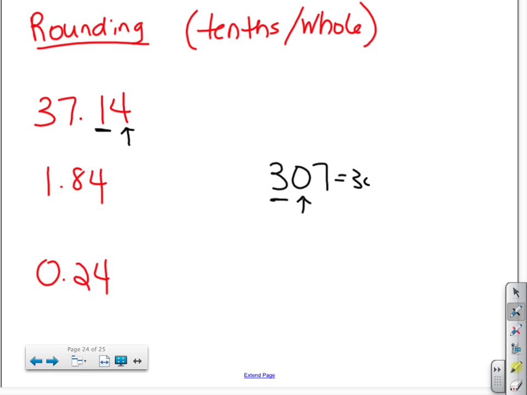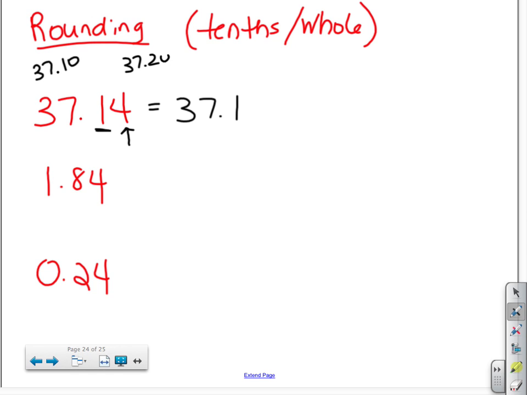And that would round down to 300. The same thing happens with decimals. We look to the place value to the right. So 4 and below, let it go. So this is going to round to 37 and 1/10. I'm going to leave that alone. We were in between $37.10 and $37.20. We were at $37.14.